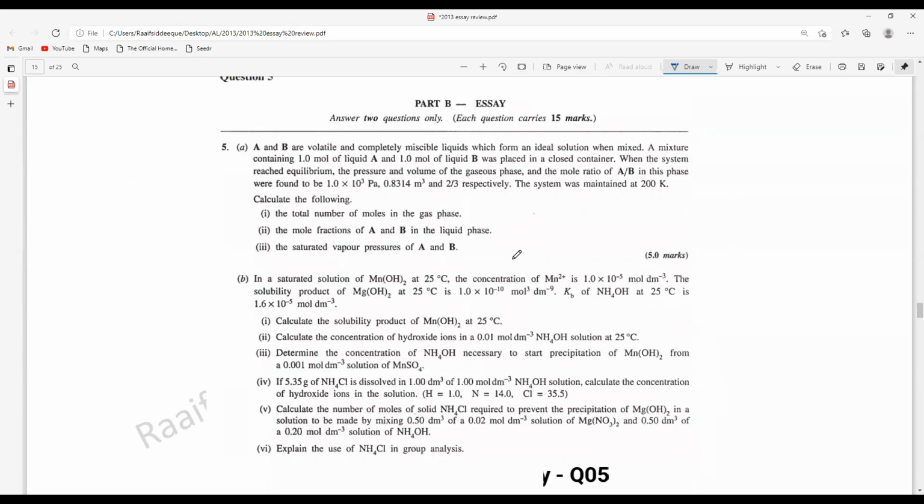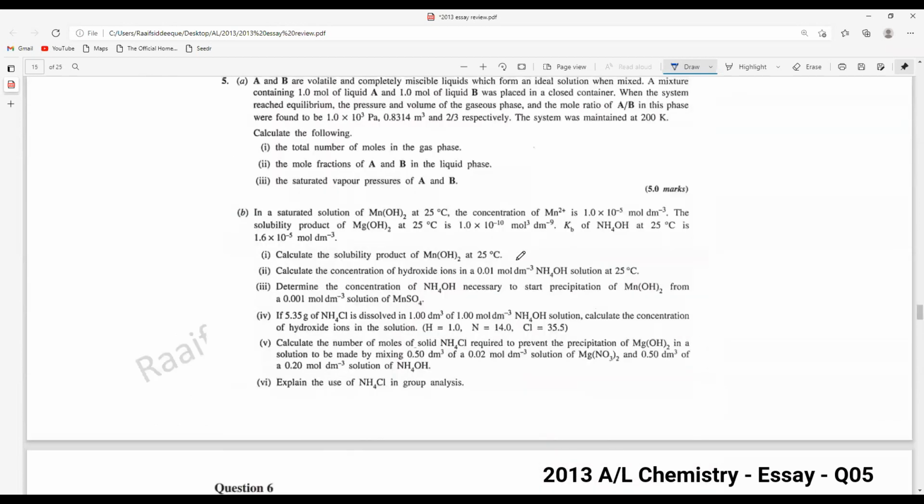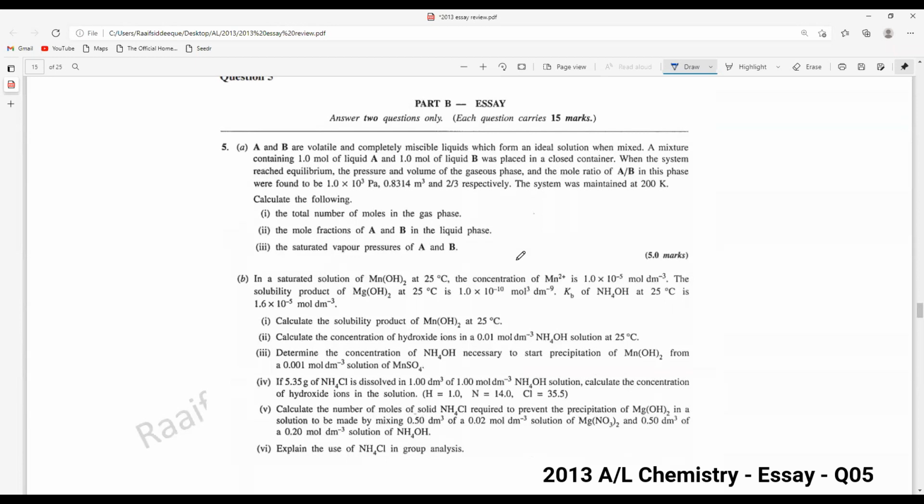So these two are physical questions. That is the trend in the earlier papers, because now the trend is different in the new syllabus. The organic question will be in part C, and in part B you have 3 physical questions, of which you necessarily have to do 2. So you need to know your physical chemistry as well, right?